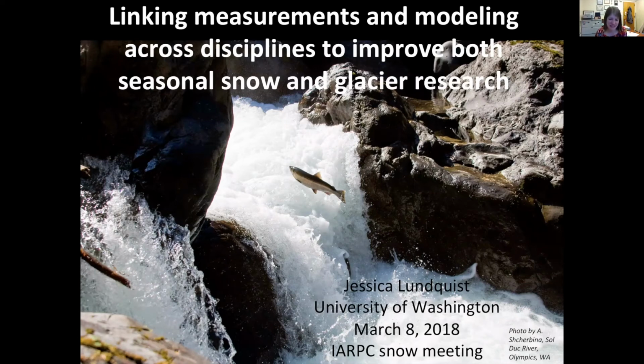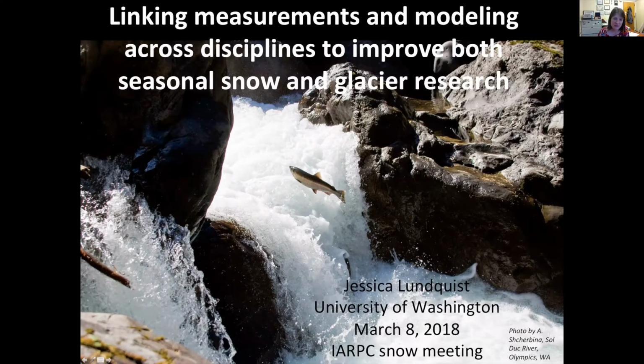So my name is Jessica Lundquist. I'm a professor at the University of Washington. And I'm going to start pretty high level with how can we link measurements and modeling across disciplines to improve both seasonal snow and glacier research.